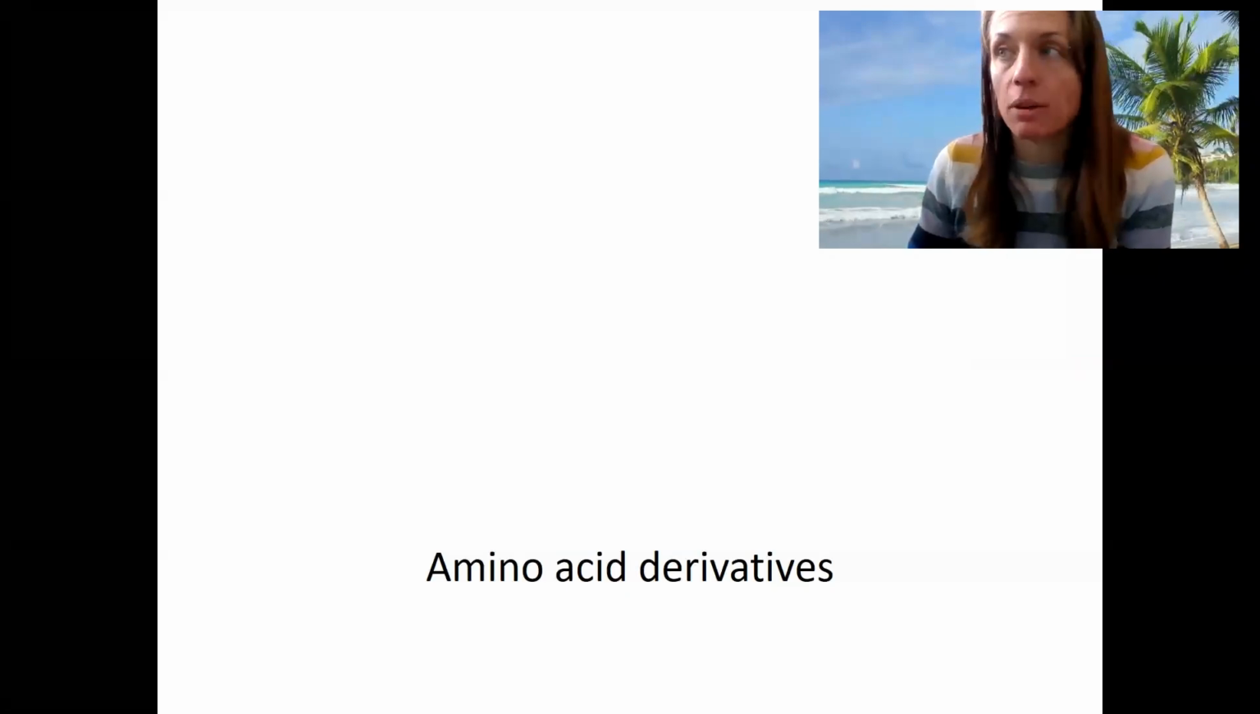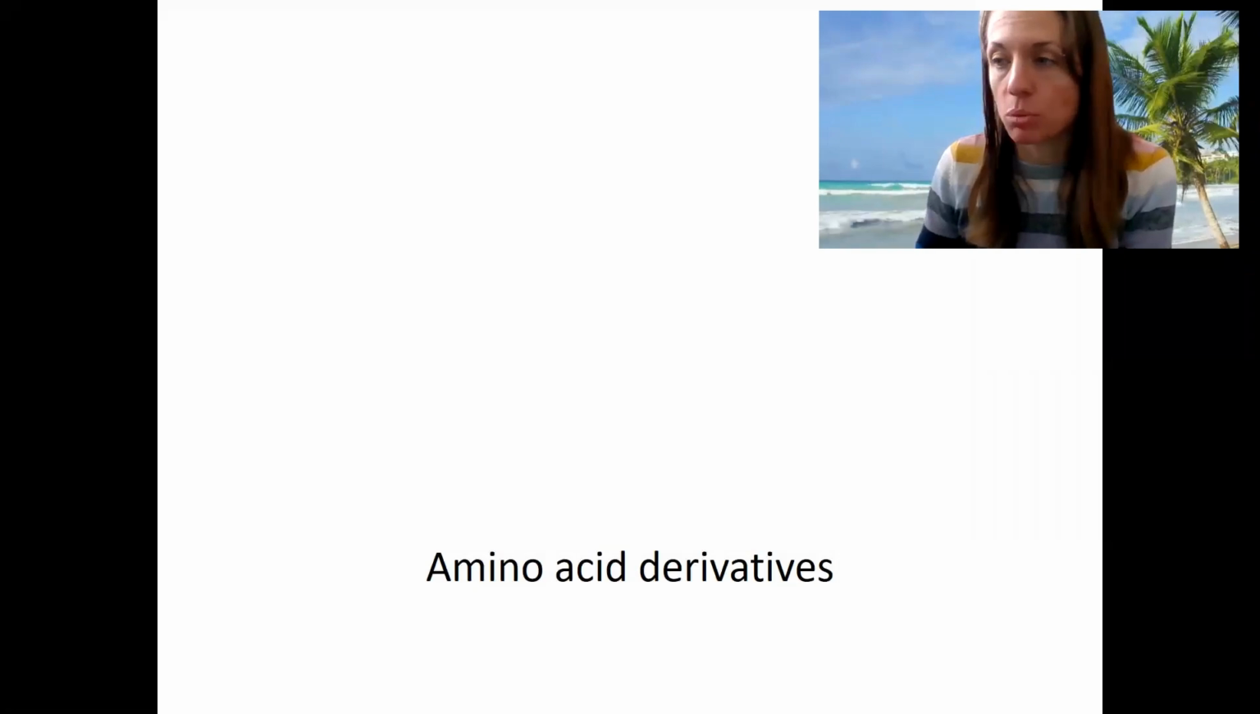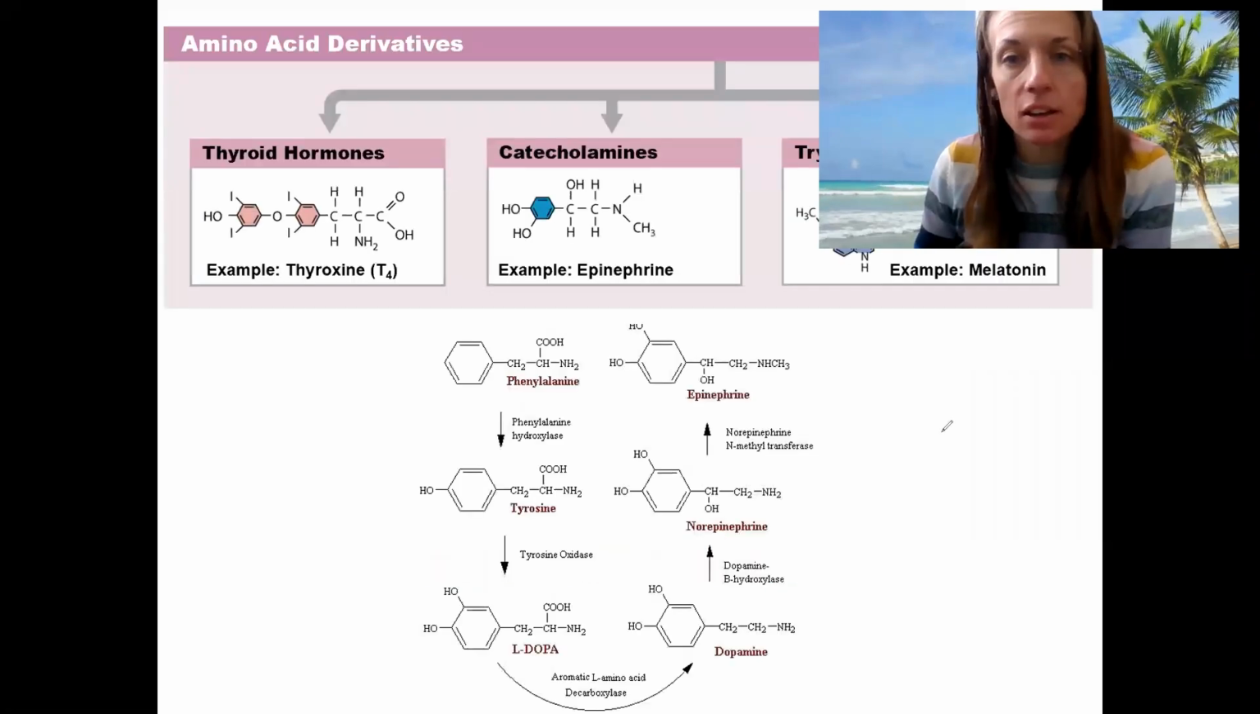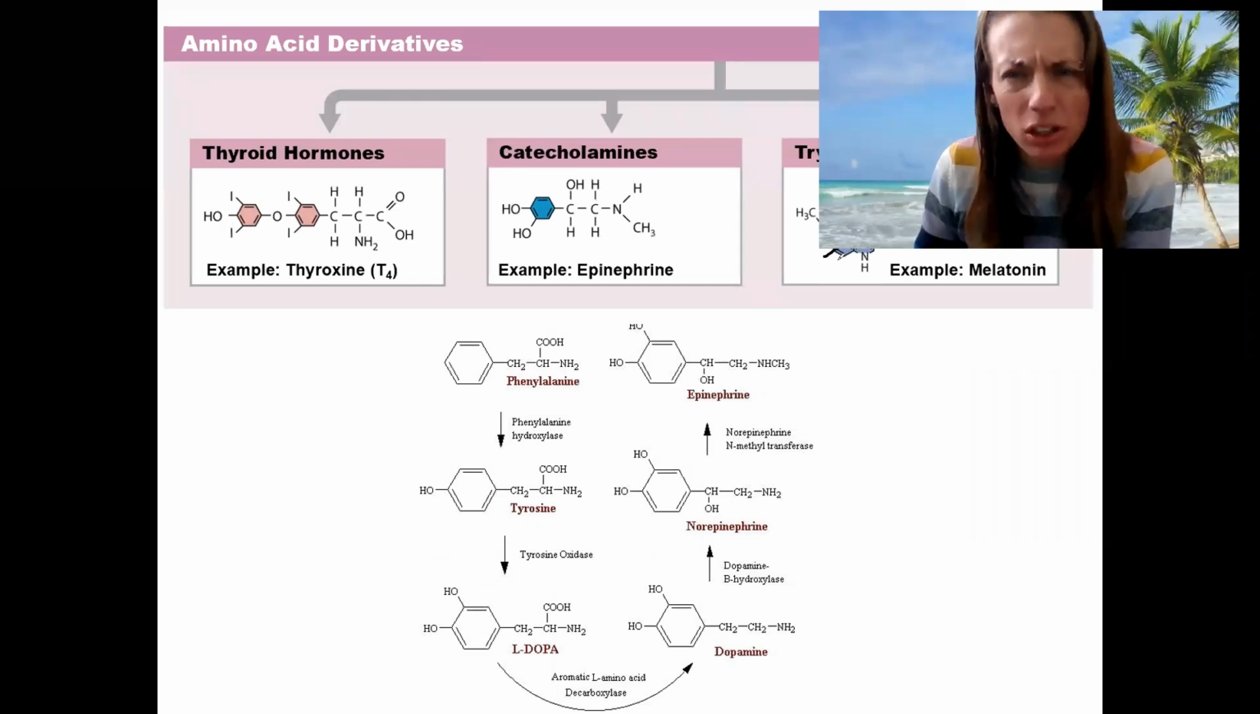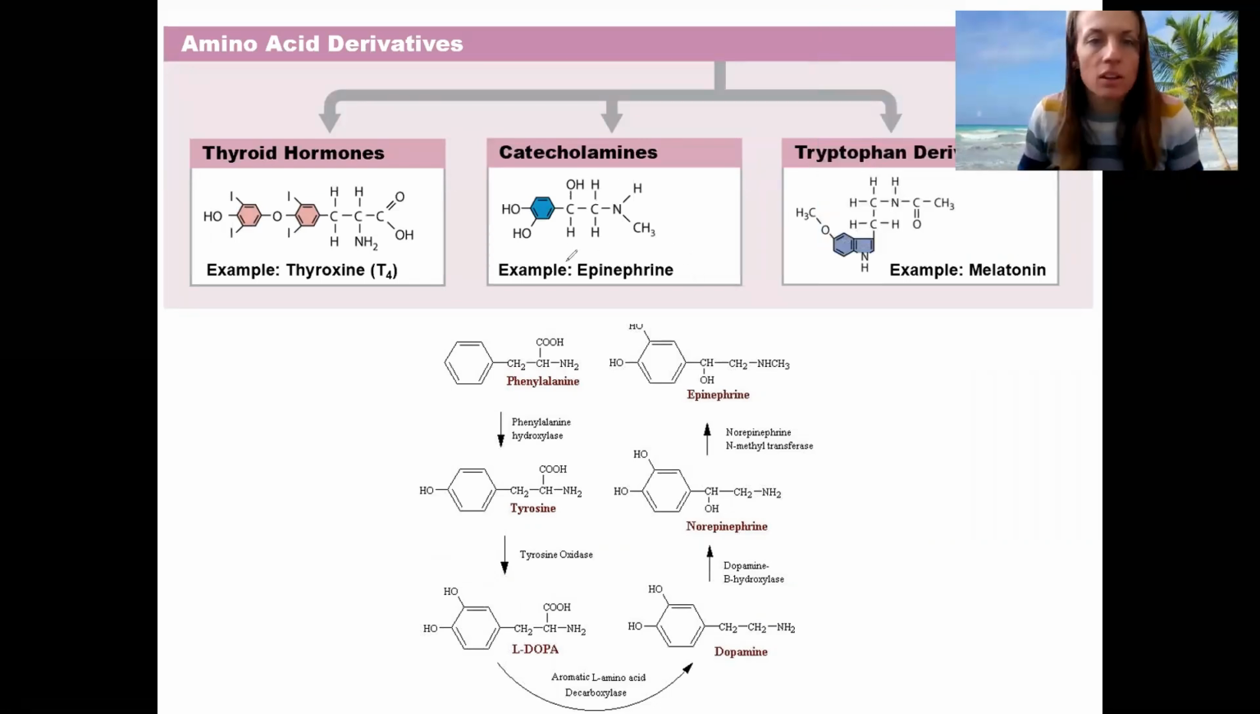Last but not least, we've got amino acid derivatives. I already told you what these were in the basic idea. Here's another example of their different types here. Oops, I just drew on there. We will look at these three types in different detail. So they're all derived from amino acids. Thyroid hormones, one big category. Catecholamines, these are all shown down here.